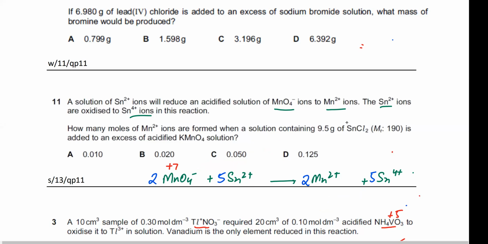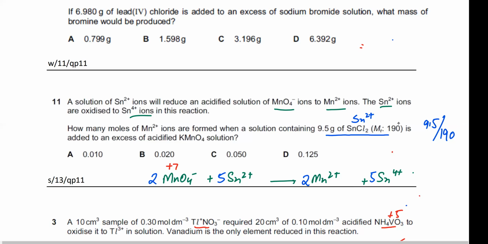So they're saying that there's 9.5 grams of SnCl2 and the MR is also given. So mass divided by MR, so it's going to be 9.5 divided by 190. So SnCl2 is actually Sn2 plus. Because I told you the equation, all the other elements are missing. There was Cl with Sn, so that's missing as well. So, can somebody find the moles of SnCl2, mass divided by MR?